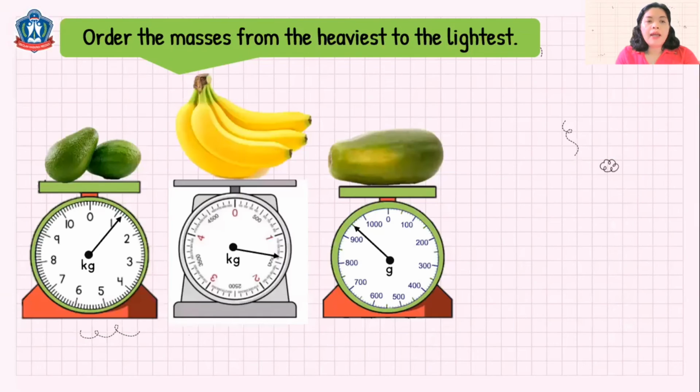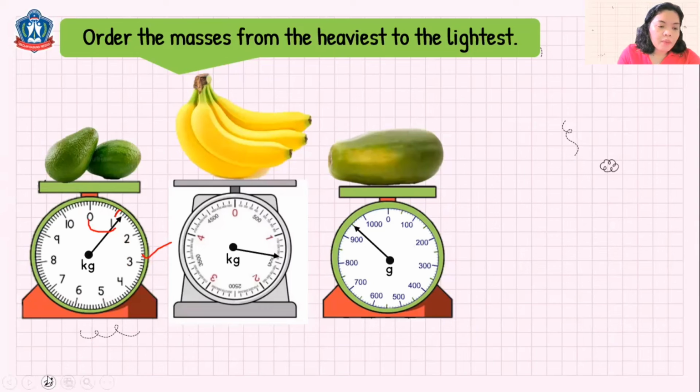And another, children, is about mass. I have here 3 different kinds of fruits with different masses. Let's order the mass from the heaviest to the lightest. Let's start with the avocado. Look at the avocado. What is the mass of the avocado? This scale is in kilograms. This is 1 kilogram. From 0 to 1, there are 10 small markings. So 1 marking means 100 grams.